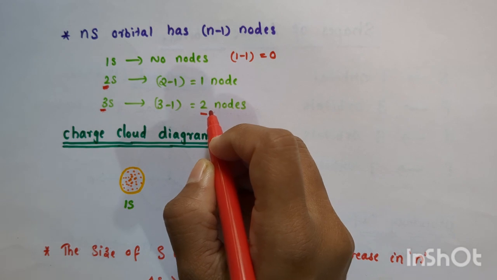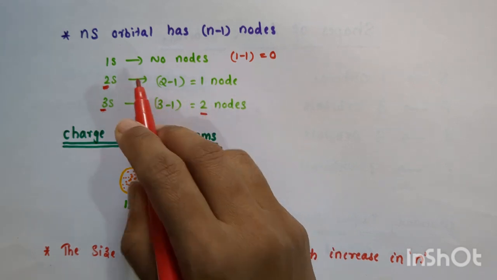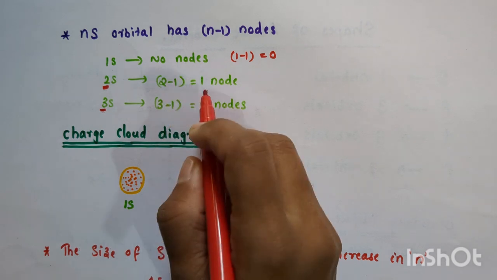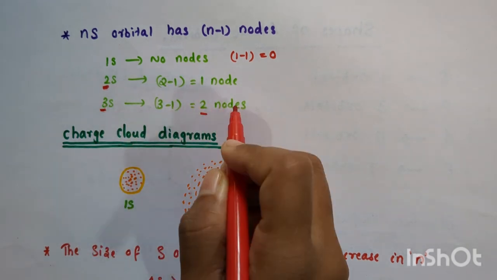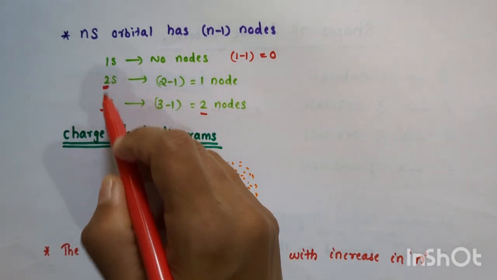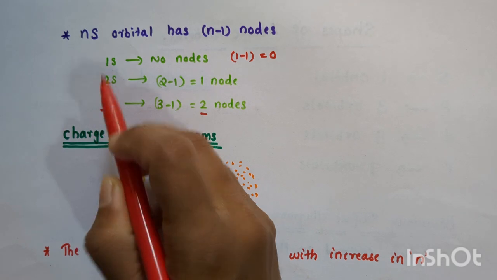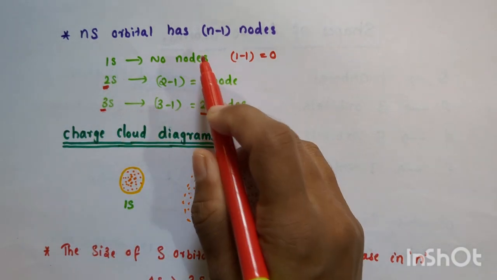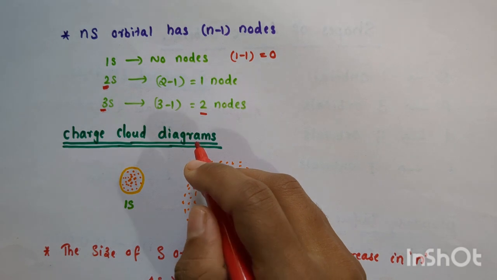So the 1s orbital has no nodes, the 2s orbital has 1 node, and the 3s orbital has 2 nodes. That is, as the principal quantum number n increases from 1, 2, 3, etc., the number of nodes also increases: 0, 1, 2, etc.